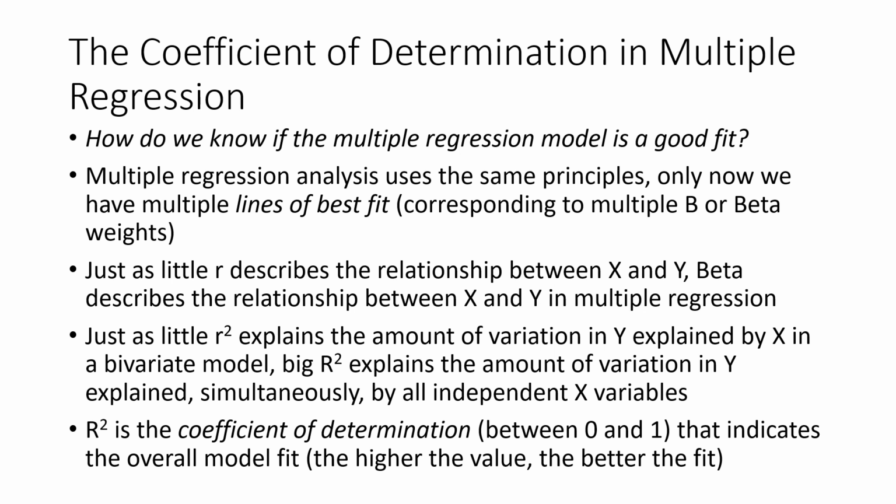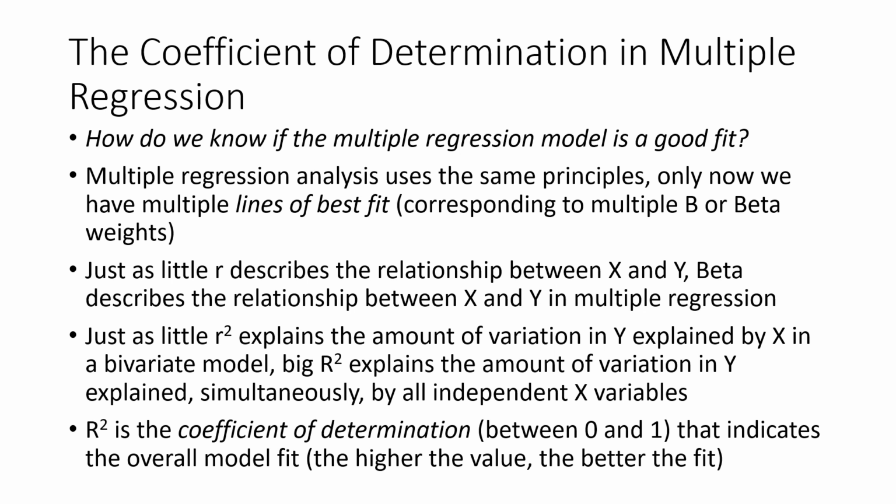So the question we now ask is, how do we know if a multiple regression model is a good fit? How can we tell the overall fit of that multiple regression model with multiple independent variables? Now, multiple regression analysis employs essentially the same principles as in simple regression, except now instead of having one line of best fit, we're going to have multiple lines of best fit. And these will correspond to the multiple B coefficients or beta coefficients that we have in our model.